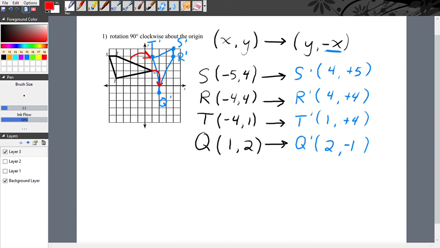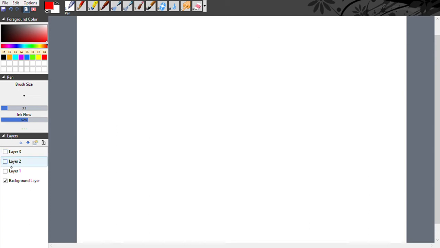So when we do our 90-degree rotations, we use our rule, make sure that we flip those places and flip the correct signs. Doing a rotation counterclockwise works the same way, except you use the other rule, obviously, but we do the same steps. So that's our clockwise rotation.